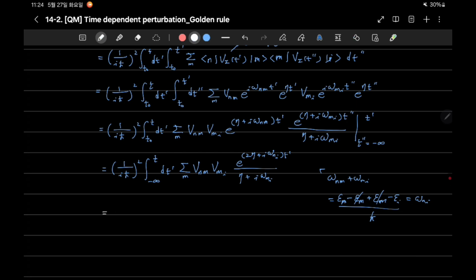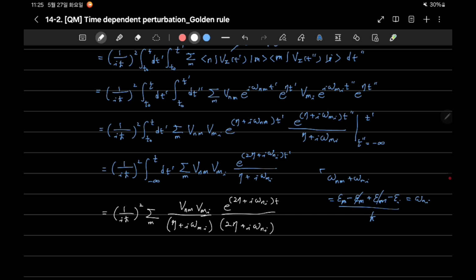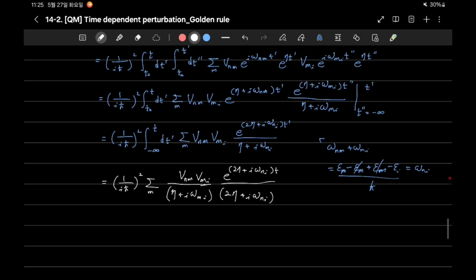Finally, integrating with t', 1 over iħ squared, summation over m, of V_nm V_mi over (η + iω_mi), integration gives 1 over (2η + iω_ni), exponential of (2η + iω_ni) t, because the lower limit at minus infinity is also 0. So it is the c_n(t) in second order perturbation.